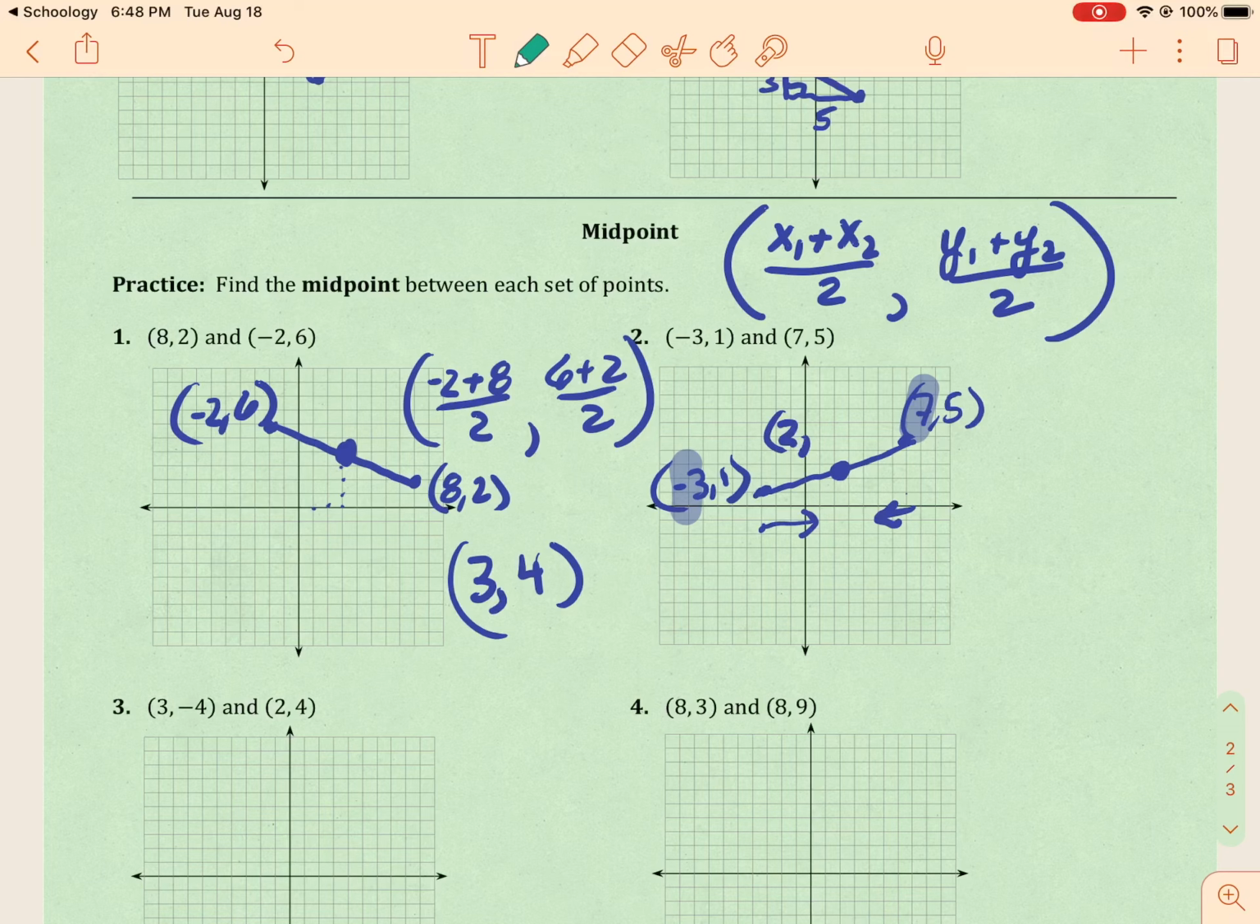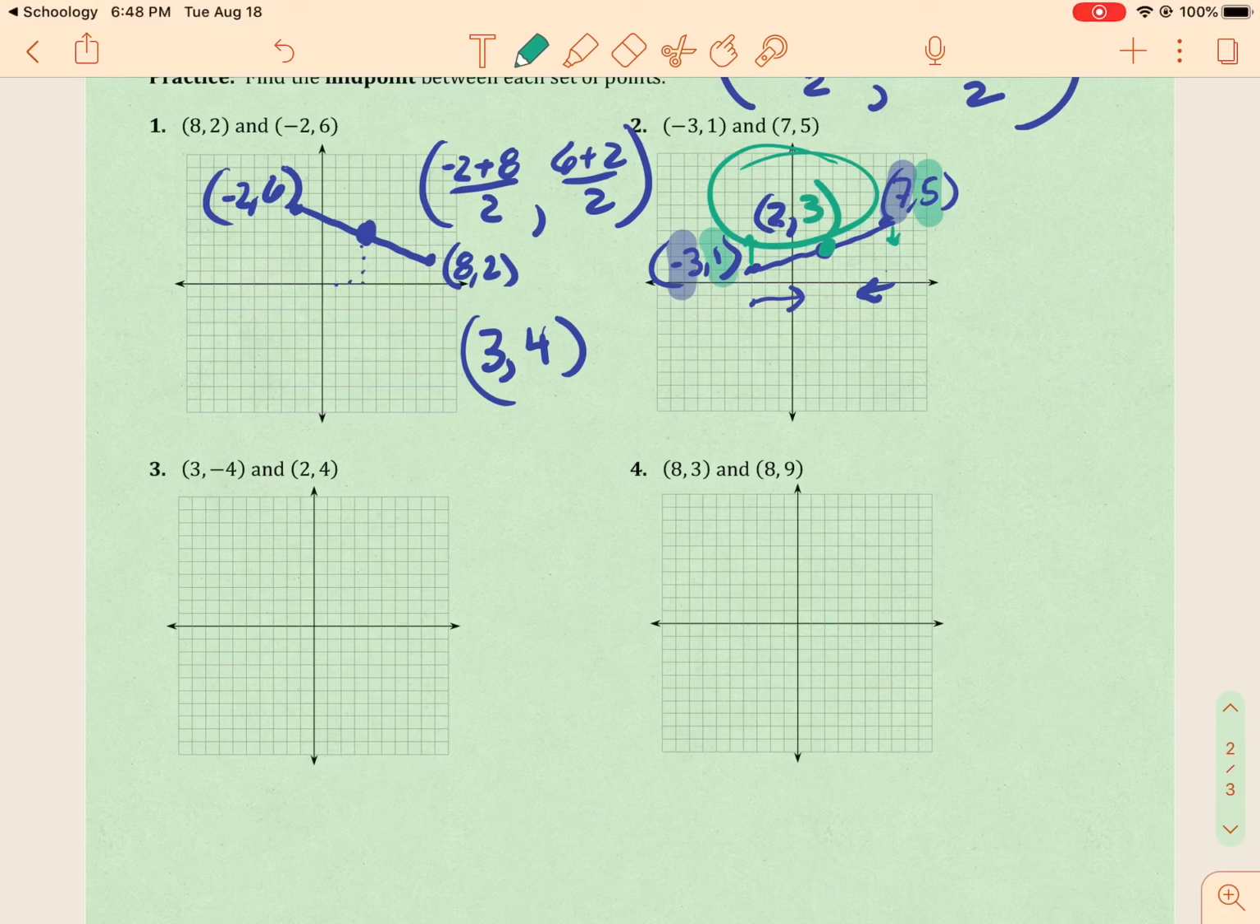Looking at the y values, so on a number line going from 1 up to 5 is a distance of 4. So half of that would be 2. So if I'm going up 2 units from 1 or down 2 units from 5, I'm hitting at 3. So the answer is 2, 3. 2 different ways to take a look at it.